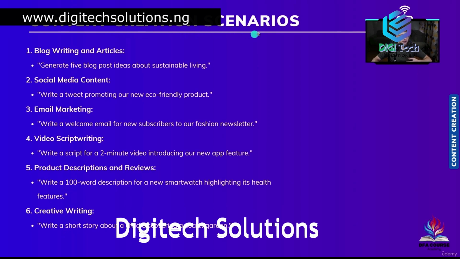So, content creation scenarios. Here we'll have 10 different use cases where we can apply our content creation with ChatGPT. Firstly, we've got blog writing and articles, and this is what we covered. Simply type: generate 5 blog post ideas about sustainable living. This is very simple, there is nothing to talk about. You can create amazing articles or even blog posts.